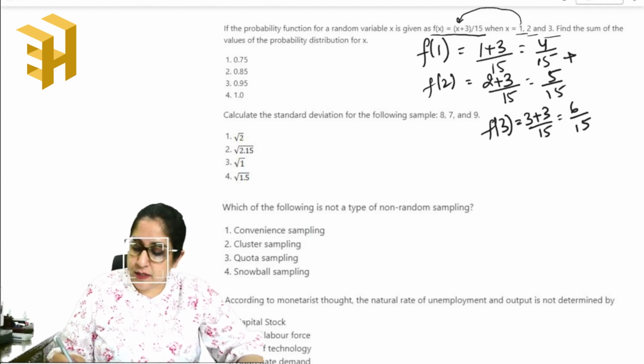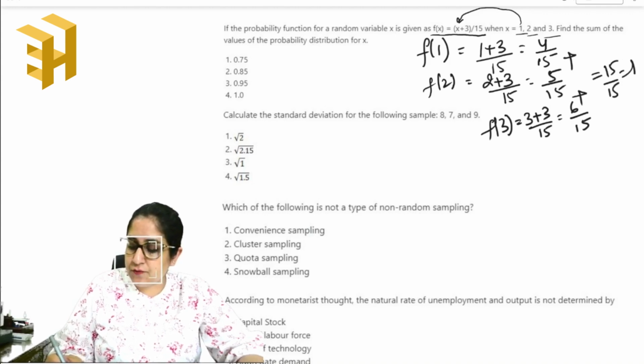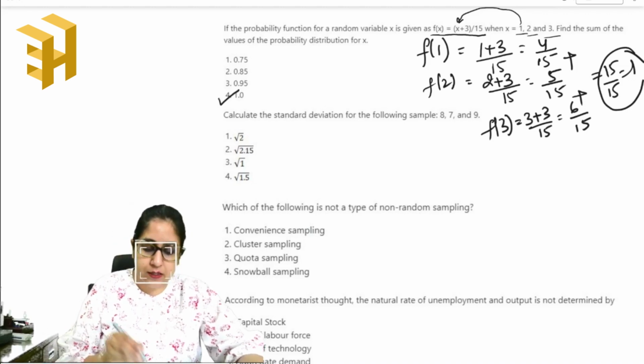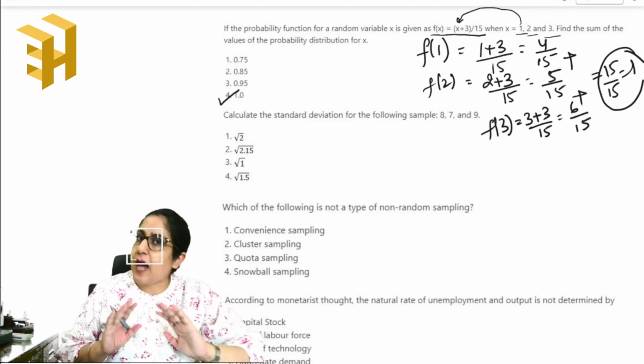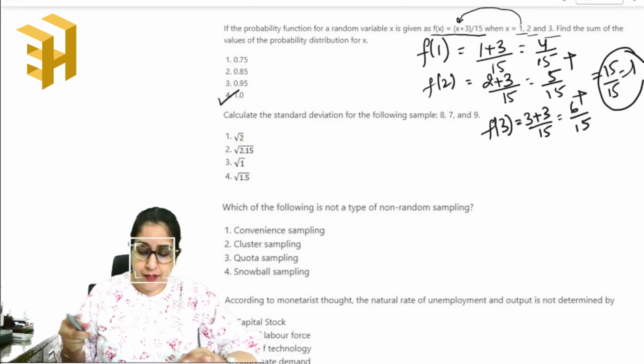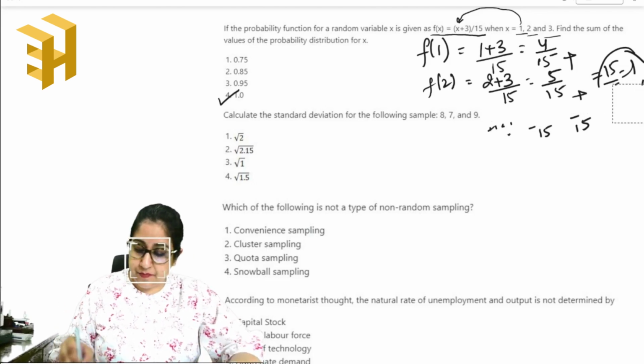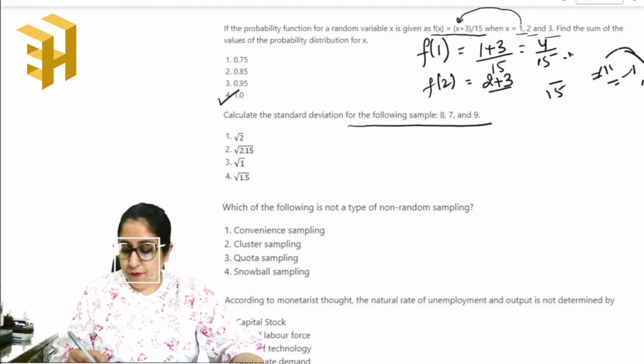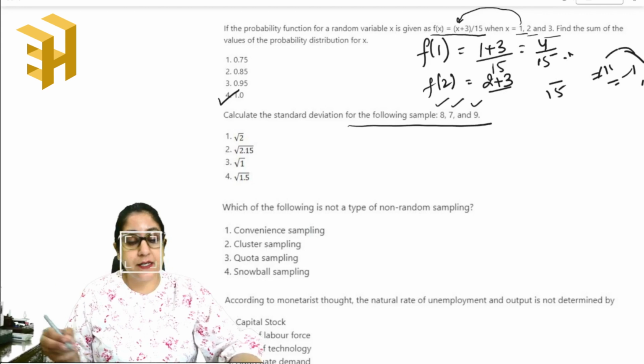And we take a sum of all these three, we get 15 by 15, which is equal to 1, right? So 1 is the answer in this case. It's that simple, okay? Now, next, calculate the standard deviation for the following sample of 8, 7 and 9.